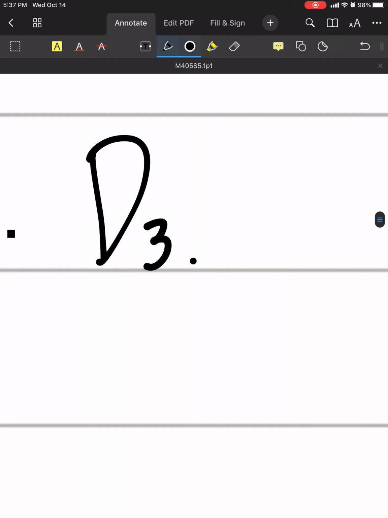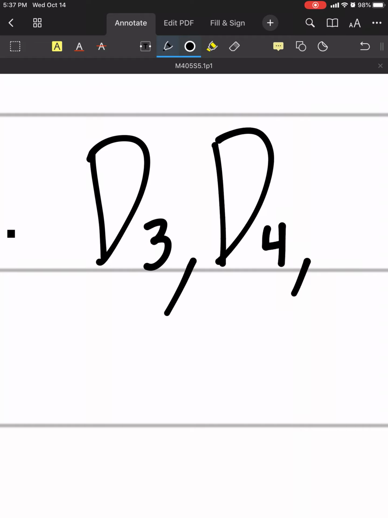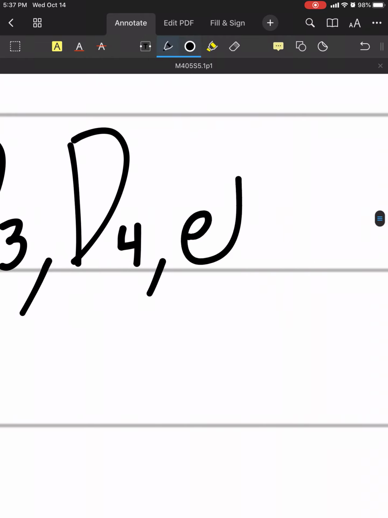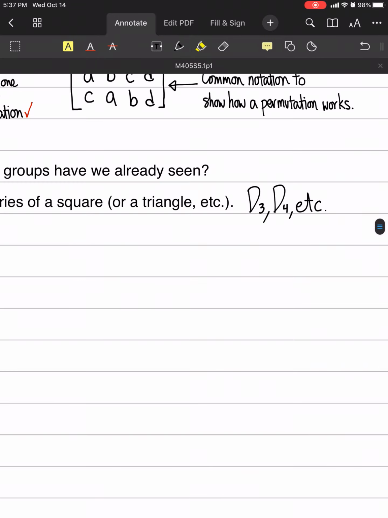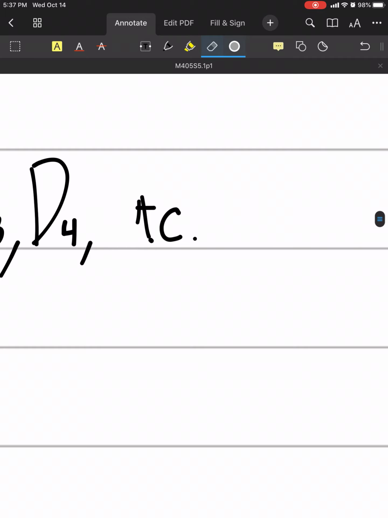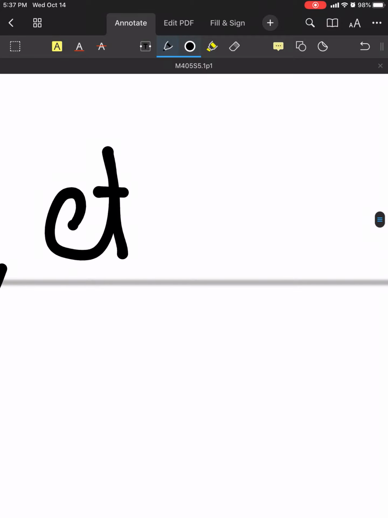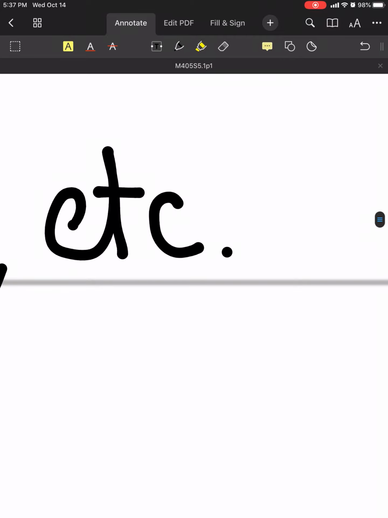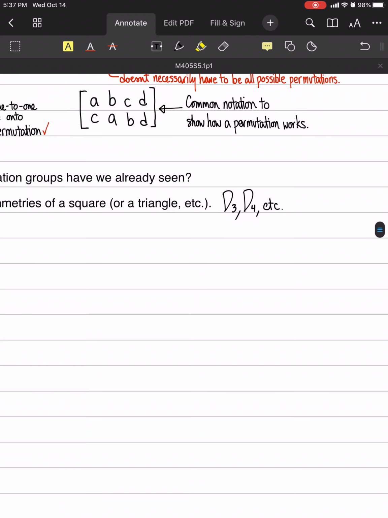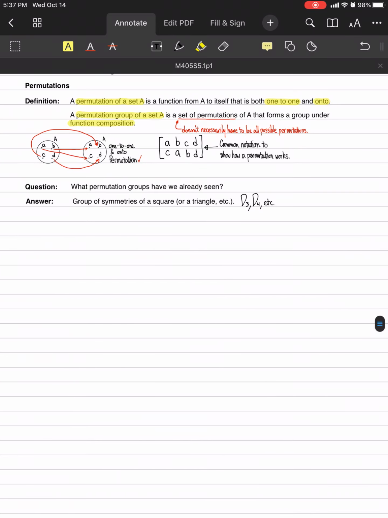So this was D3, D4, etc. We only looked at D3 and D4. D3 was in some questions in the homework and one little question on the test, and D4 was the one we did the video on in chapter 1. But it's not just for triangles and squares. You can have one for a pentagon, a hexagon, and so forth. So those are some examples.